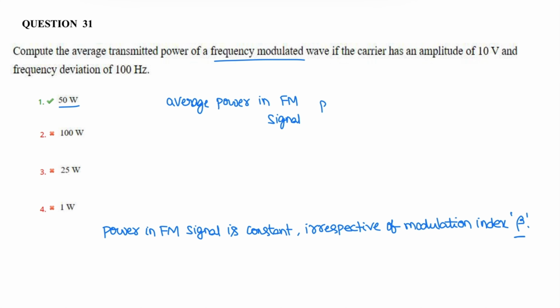is given by P average equal to AC square by 2, where AC is the amplitude of the carrier. The carrier signal amplitude AC is 10, so 10 square by 2 is 50 watt. Average power in the FM signal is P average equal to AC square by 2, that is 50 watt.